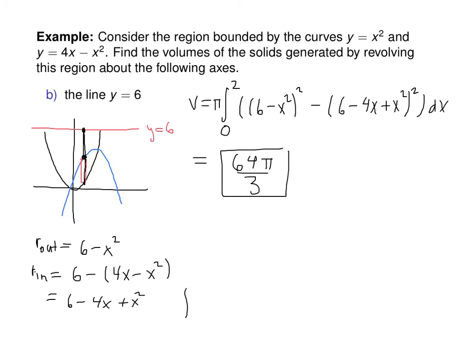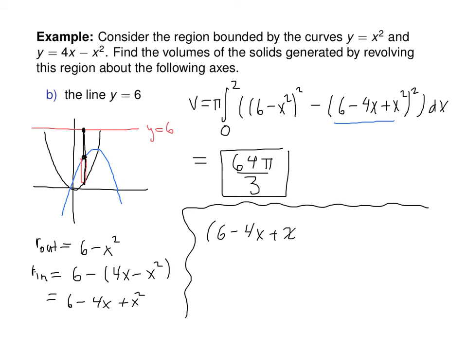And I'd like to mention, if you're going to work out the details, one thing. When you square 6 minus 4x plus x squared, it's useful to do this. Squared means multiply the base by itself, like this. And then this just becomes a massive distribution problem.